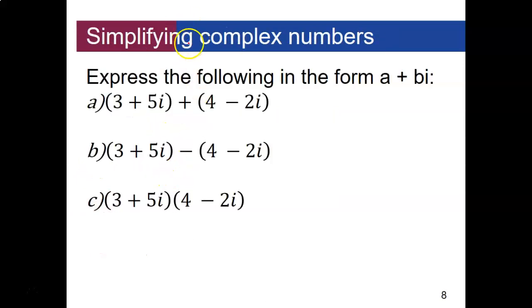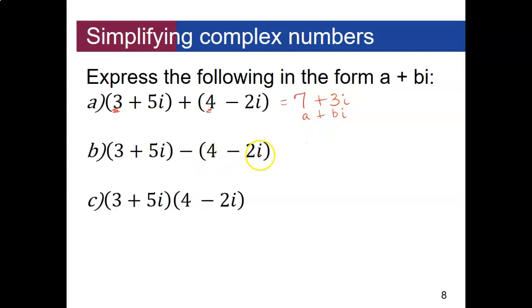Okay, so we want to be able to simplify complex numbers, and these are actually pretty easy. It's very much like working with a variable. If you're going to add these together, you just want to combine like terms. So I'm going to add the 3 and the 4 together, and I'm going to get 7. And then if I add the 7i and negative 2i, I'm going to get 3i. And this is in the form a plus bi, where a is 7 and b is 3.